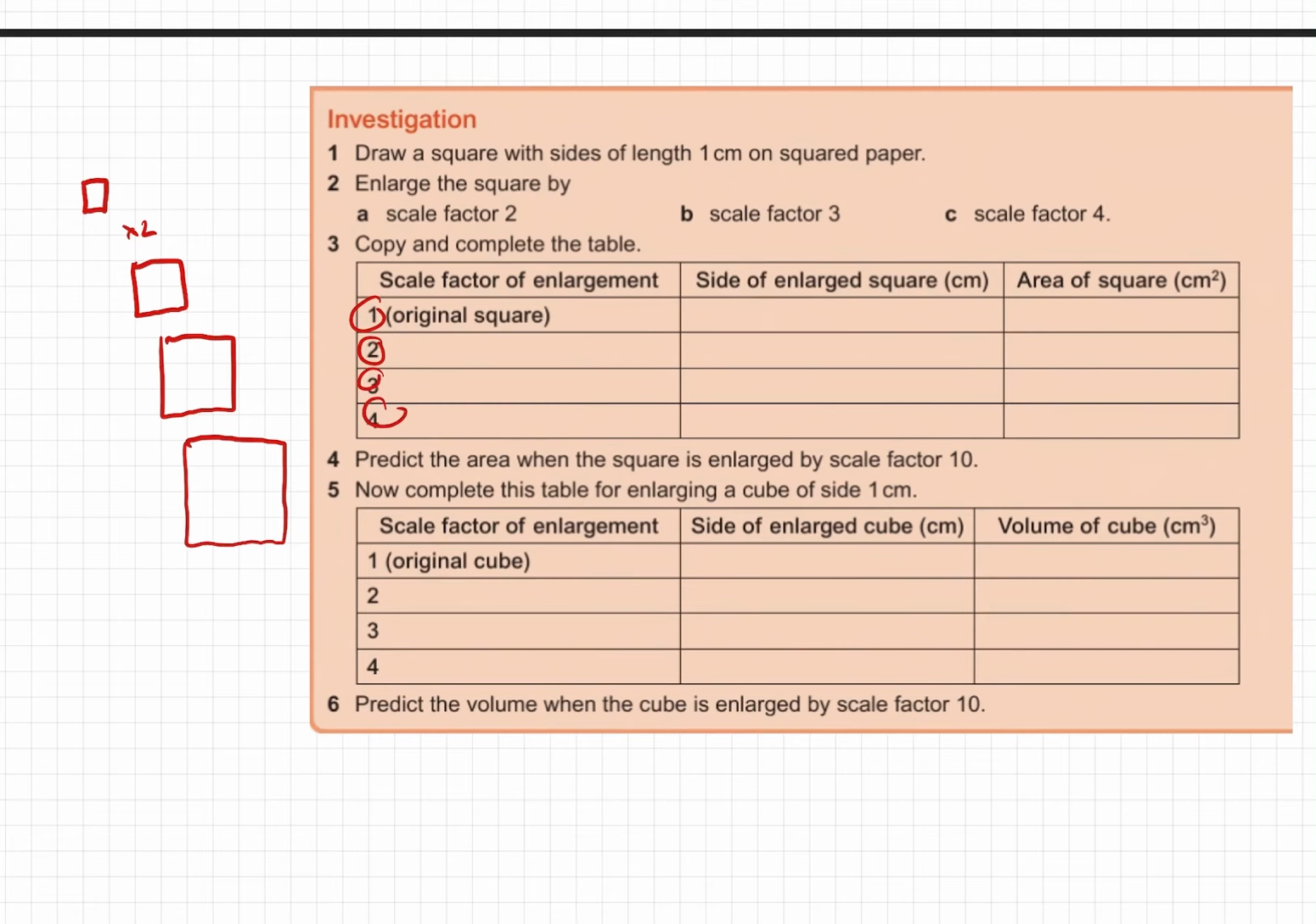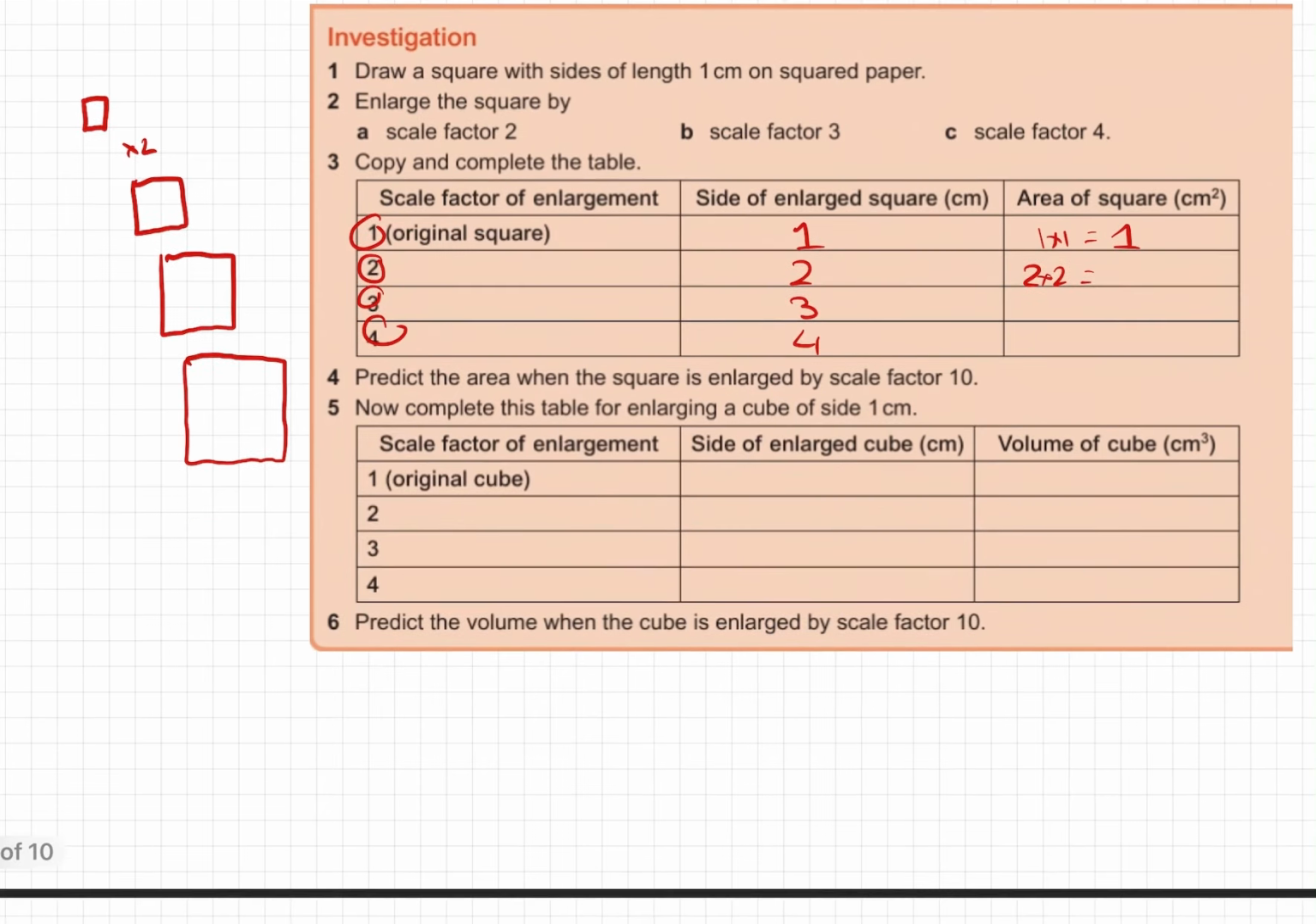Side of a large square, well, it's 1 centimeter first one. Second one's 2, 3, 4, and onwards. What's the area? Well, 1 times 1 equals 1. And I'll let you carry on. Okay. Do the same here.